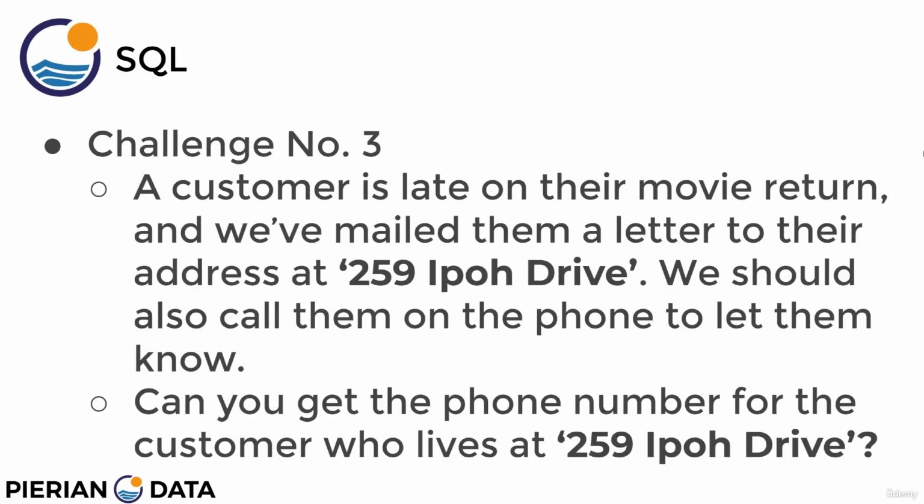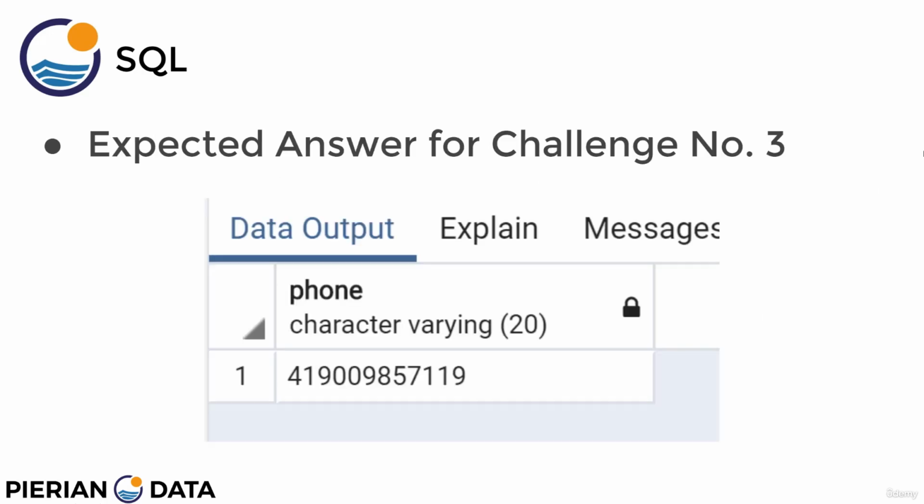So challenge number 3 is a customer is late on their movie return, and we've mailed them a letter to their address at 259 Ipoh Drive, and we should also call them on the phone to let them know. So what we want to do is, can you get us the phone number for the customer who lives at this address of 259 Ipoh Drive? All right, here comes the expected result. So the expected answer for challenge number 3 should be this phone number here.